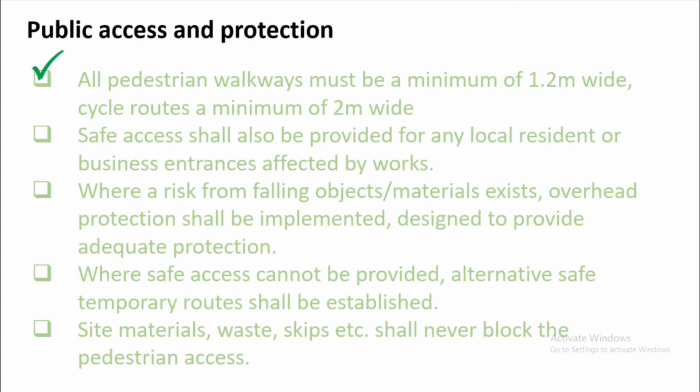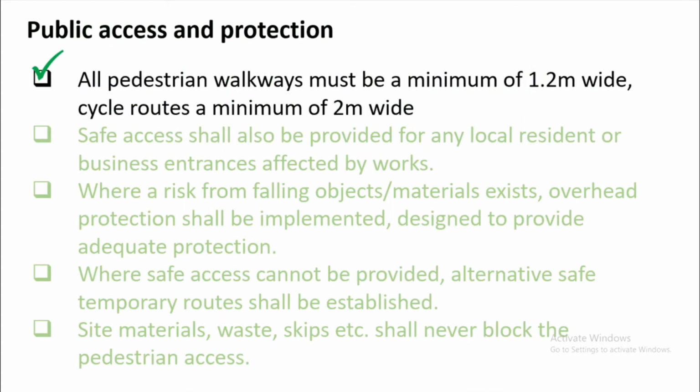Public access and protections. All pedestrian walkways must be a minimum of 1.2 meters wide, and cycle routes a minimum of 2 meters wide. So even while we are doing the job at that location, we need to maintain this minimum of 1.2 meters. If you are providing pedestrian walkways, maintain 1.2 meters, and if this is a cycle route, you need to maintain the minimum 2 meters width.